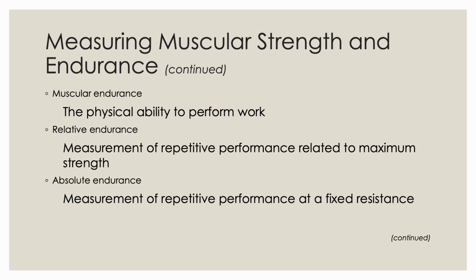When talking about muscular endurance, we have both relative endurance and absolute endurance. Relative endurance is the measurement of a repetitive performance related to maximum strength. Relative endurance is when benching, perform as many reps as possible at 75% of maximum strength. Absolute endurance is the measurement of repetitive performance at a fixed resistance. So an example of absolute endurance would be performing the maximum number of reps at 100 pounds.